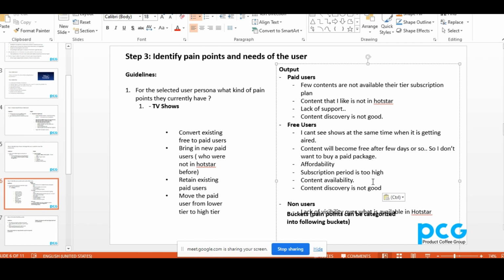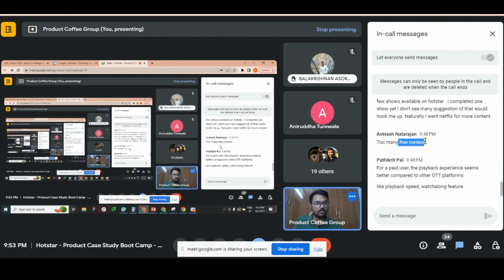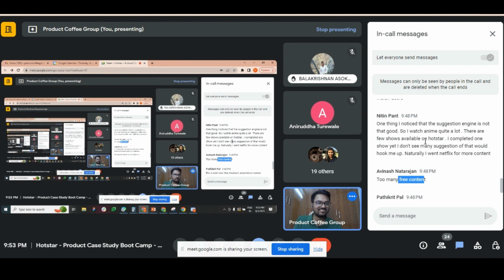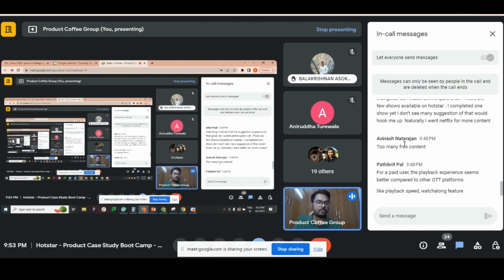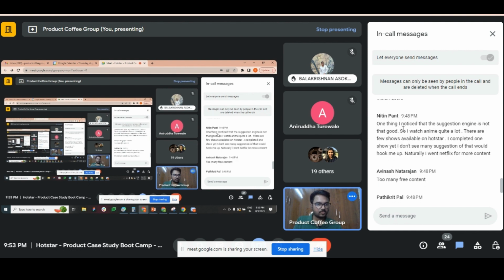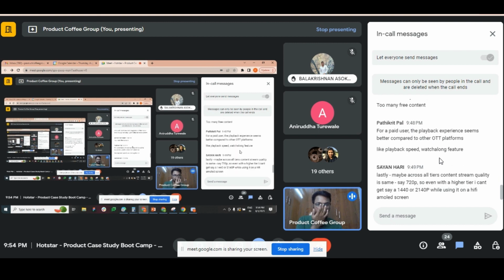Right. I think that is a very important problem for any OTT. Too many free content. Okay, I think we already covered that, right? If I can wait for free content, I won't become a paid user. Already covered. Suggestion engine is not good. Next, for a paid user, the playback experience seems better compared to others.